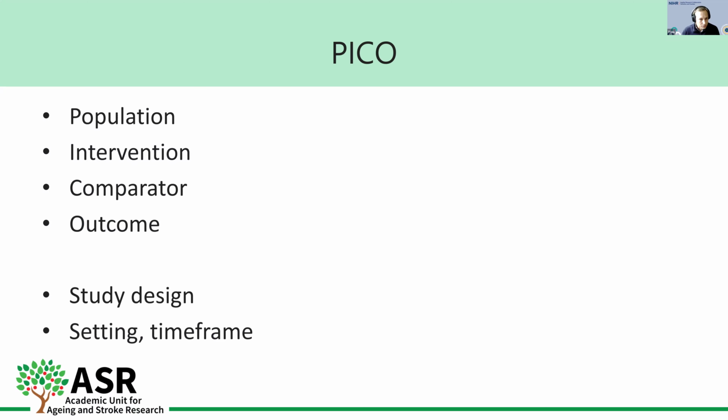So systematic reviews usually set out this acronym PICO: population, intervention, the comparator that they're going to include, and importantly, the outcomes that they're interested in. And they are often also limited to particular study designs, often just randomized controlled trials, or maybe also some quasi-experimental designs. They may also be limited in terms of a particular setting or time frame, for example.